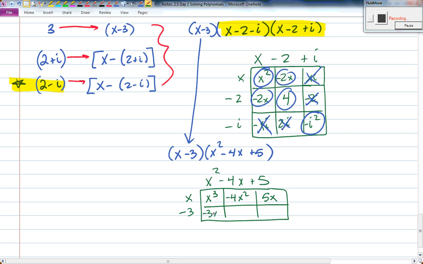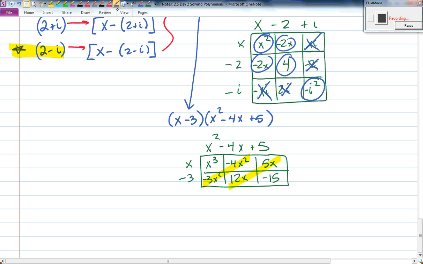Negative 3x squared, very good, then what? 12x, then what? Now the cool thing about the box method is if you write your polynomials in standard form, then the diagonals are always guaranteed to be like terms. Oh, sweet. So we're all said and done, ladies and gentlemen, f of x.